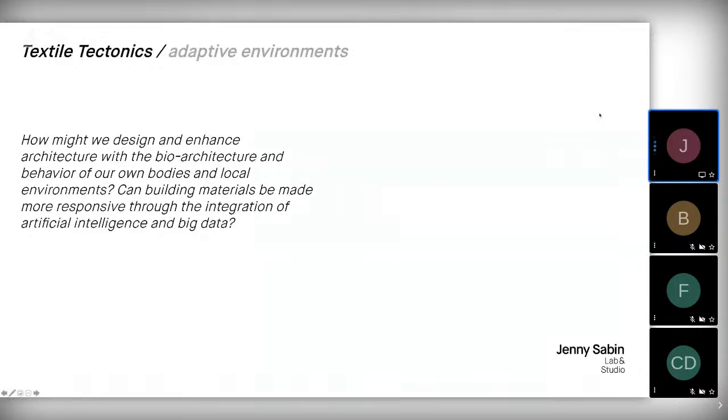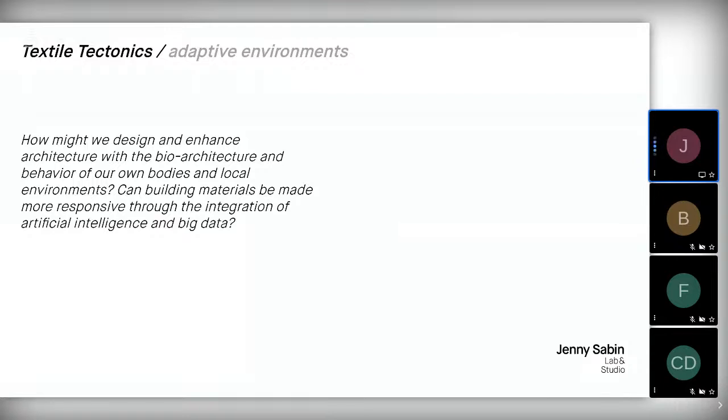So the next and last section of my talk explores textile tectonics and adaptive environments. You can see also through the structure of this talk how scale is being negotiated, starting with materials, considering how those materials respond to particular contextual inputs, then moving into topics pertaining to non-standard componentry and part-to-whole relationships, and then finally, considering adaptive environments.